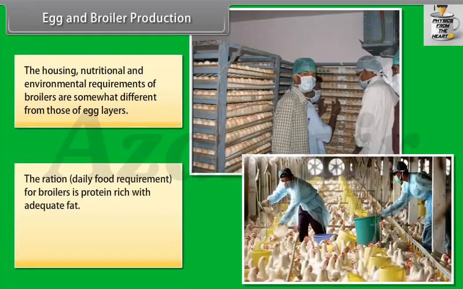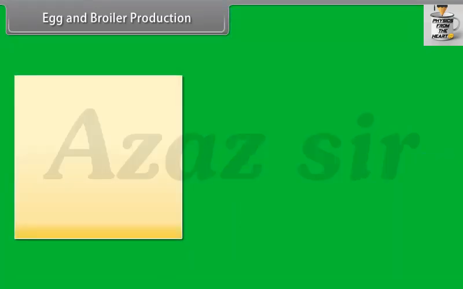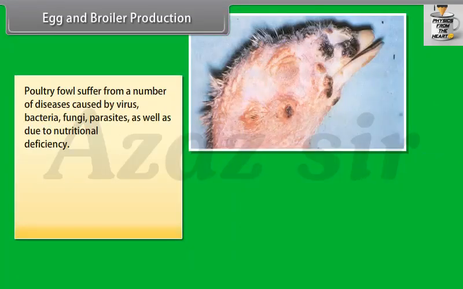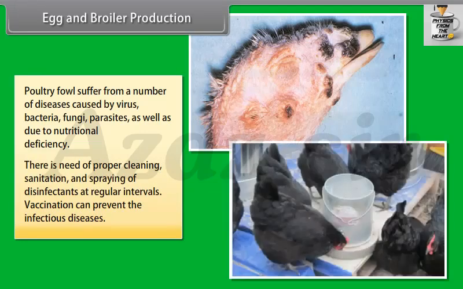The daily food ration requirement for broilers is protein-rich with adequate fat. The level of vitamins A and K is kept high in the poultry feeds. Poultry fowl suffer from a number of diseases caused by viruses, bacteria, fungi, parasites, as well as due to nutritional deficiency. There is need of proper cleaning, sanitation, and spraying of disinfectants at regular intervals. Vaccination can prevent the infectious diseases.